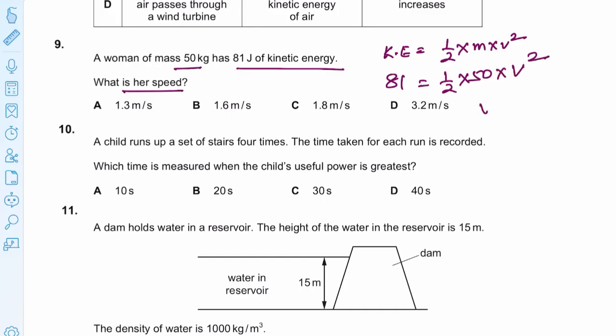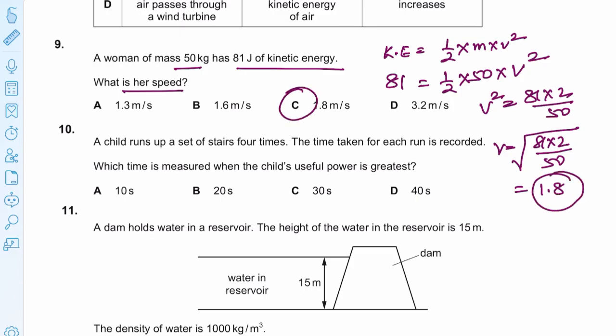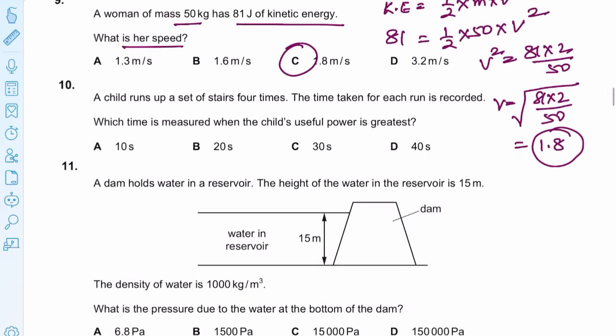So rearrange it: v squared equals 81 times 2 over 50. And for v, take the square root of 81 times 2 over 50. You might get the answer nearly equal to 1.8. So this answer should be 1.8 meters per second. Got it? Yes.